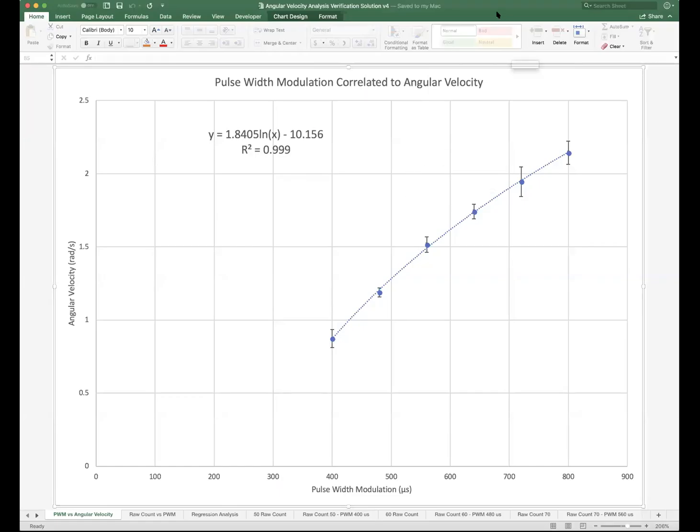All right, class, here we go. I'm going to start off with this pulse width modulation correlated to angular velocity.